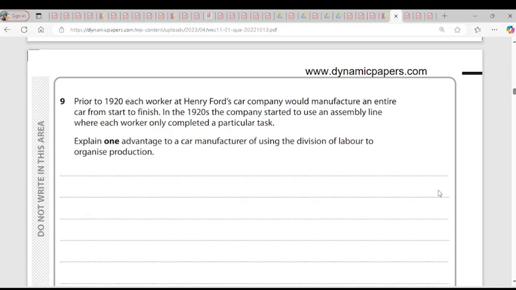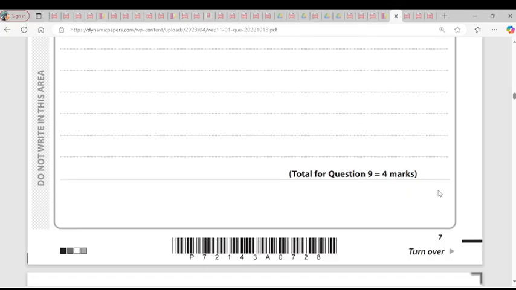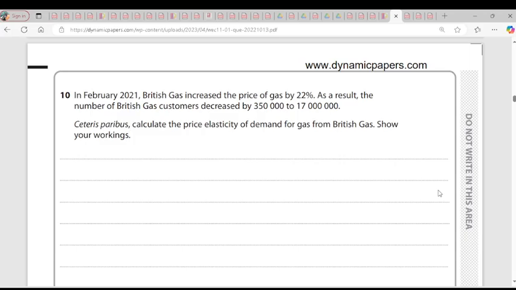Prior to 1928, each worker at Ford car. Okay, we did that. Question 10, sorry. We're going to question 10. In February 2021, British Gas increased the price of gas by 22%. As a result, the number of British Gas customers decreased by 350,000 to 17 million. Ceteris paribus, all things being equal, calculate the price elasticity of demand for gas from British Gas. Show your workings. So first, what is price elasticity of demand?